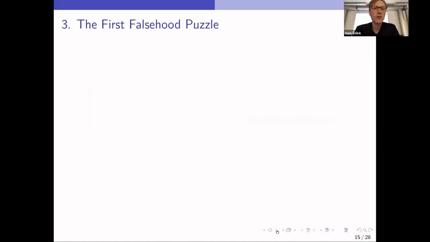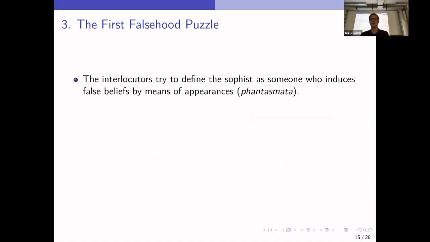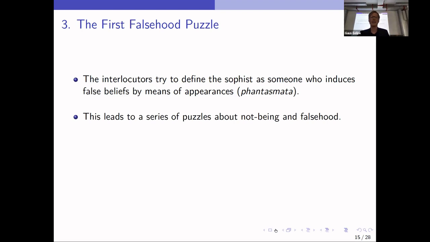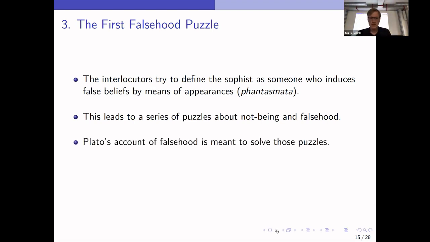Okay, so that brings me to the third part of my talk, what I take to be the first falsehood puzzle in the Sophist. Before I get into that, some background to this puzzle. So in the Sophist, the interlocutors try to define the Sophist as someone who induces false beliefs by means of appearances. And this attempted definition then leads the interlocutors to consider a series of puzzles about not being and falsehood. And Plato's account of falsehood at the end of the Sophist is meant to solve those puzzles, even though Plato doesn't explicitly return to the puzzles.